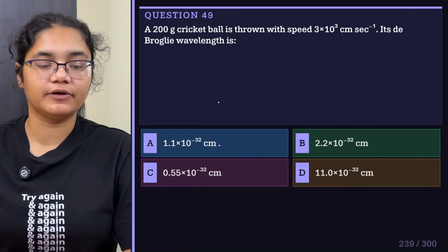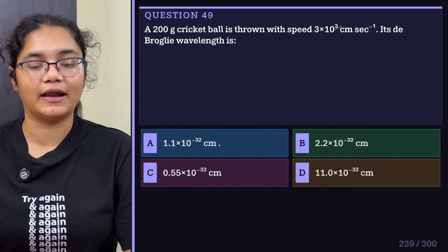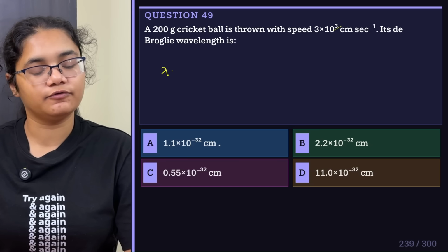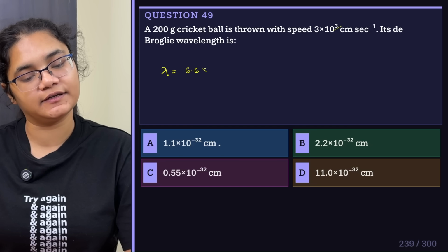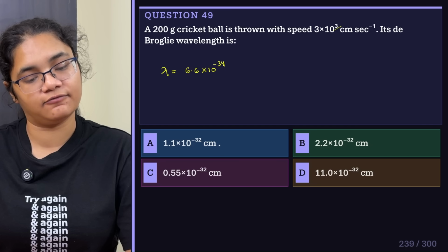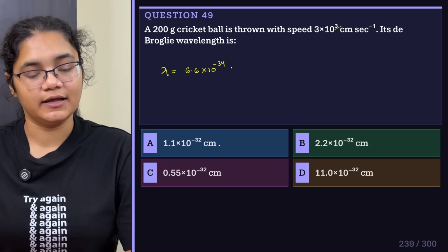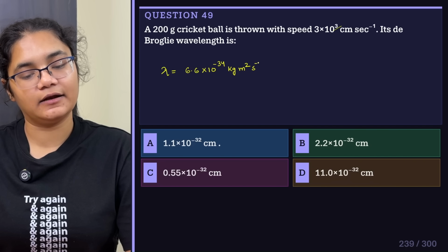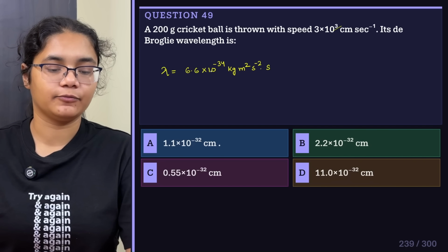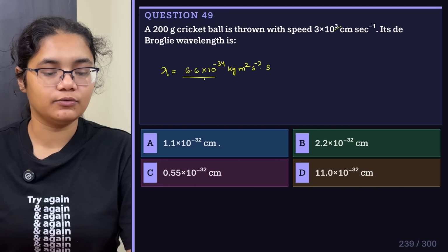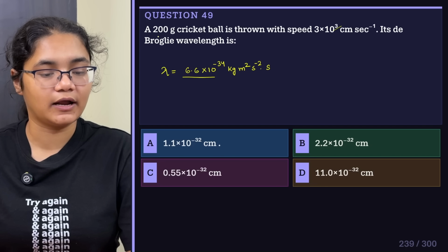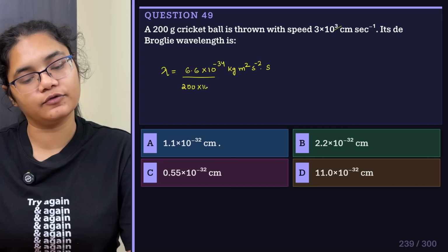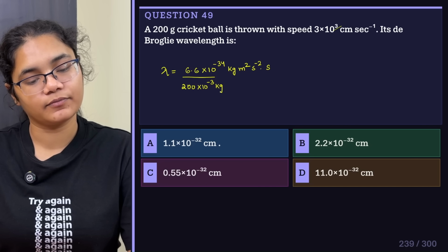A 200 gram cricket ball is thrown with a speed of 3 into 10 to the power of 3 centimeter per second. Its de Broglie wavelength is. So lambda is equal to h by mv, where h is 6.6 into 10 to the power of minus 34 joule second, that is kg meter square second minus 1. And then you have m and v, m is 200 grams, so I will write it as 200 into 10 to the power of minus 3 kg.